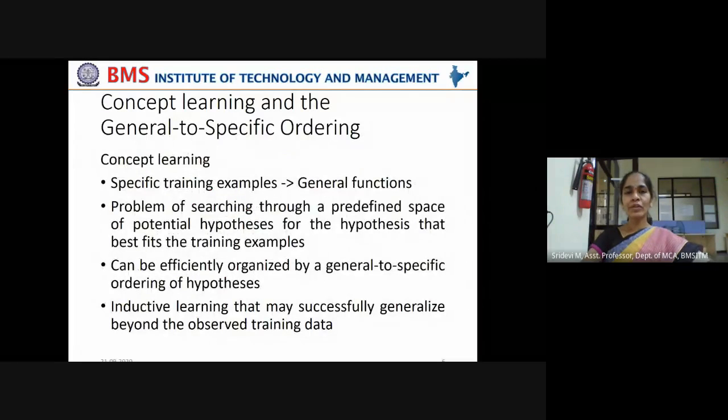Now let us move on to the next concept, learning and general to specific ordering. Okay, now how we can understand, how we can make a machine learn about a concept. What is concept here? Students, can you explain? What is a concept here? In checkers playing game, what is the concept? To learn how to play checkers game.